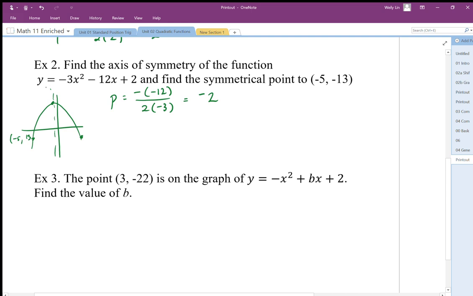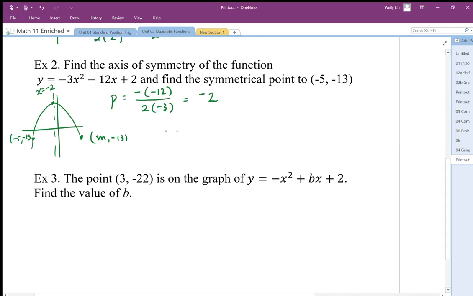This line here is x equals -2, and I want to find this point here, which I'm going to call M, and that's going to be at -13. So when I work out that M coordinate, I can use this idea of middle.